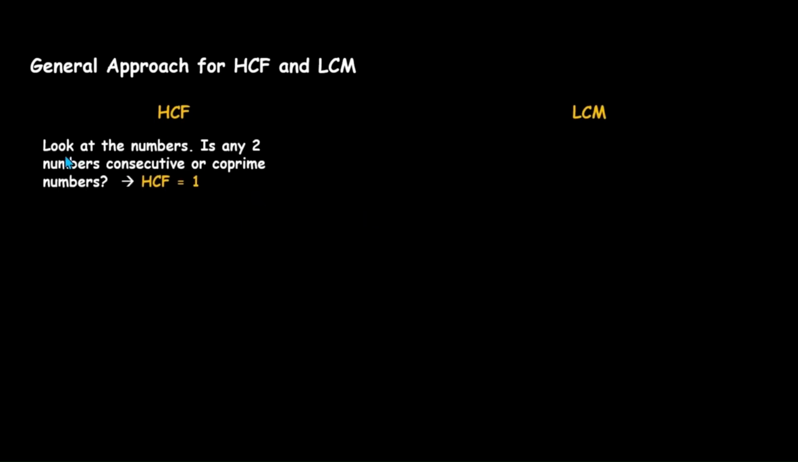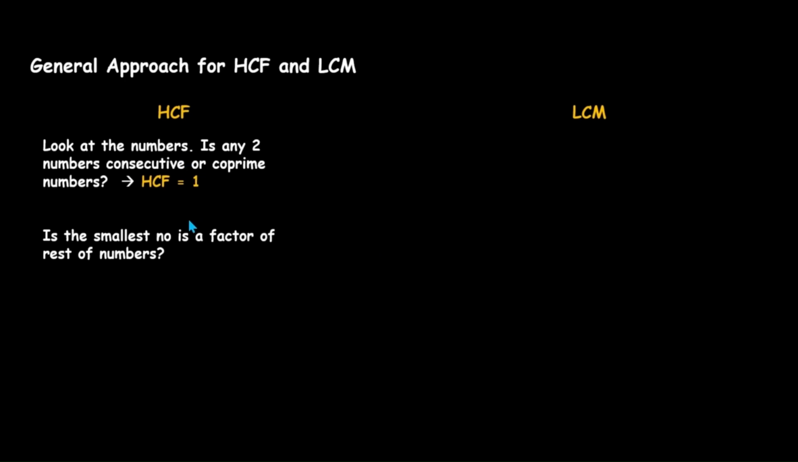Now let's try to put together a summary of all that we discussed about HCF and LCM as a general approach. For HCF, take a look at the numbers. If you can spot any two numbers being consecutive, or if not consecutive, co-prime numbers, then the HCF of the entire set would be 1.